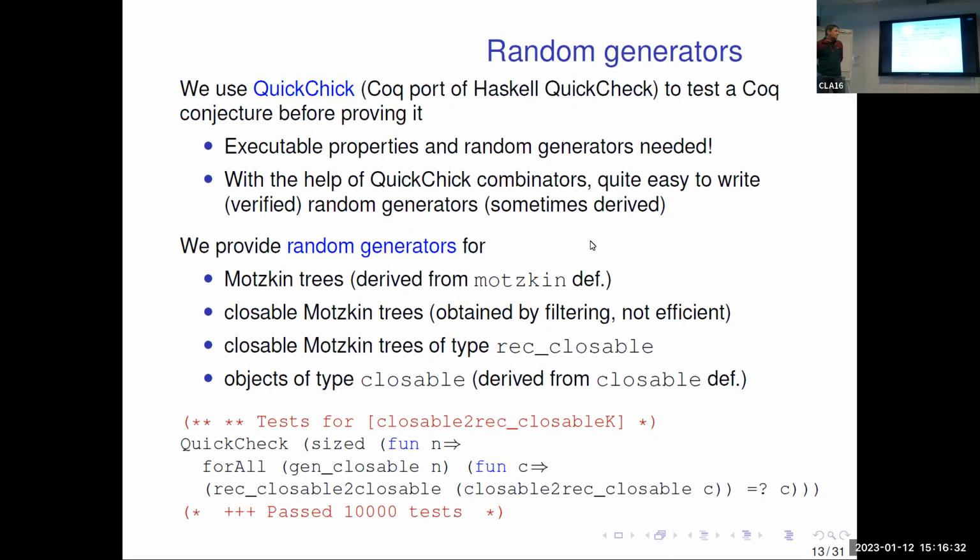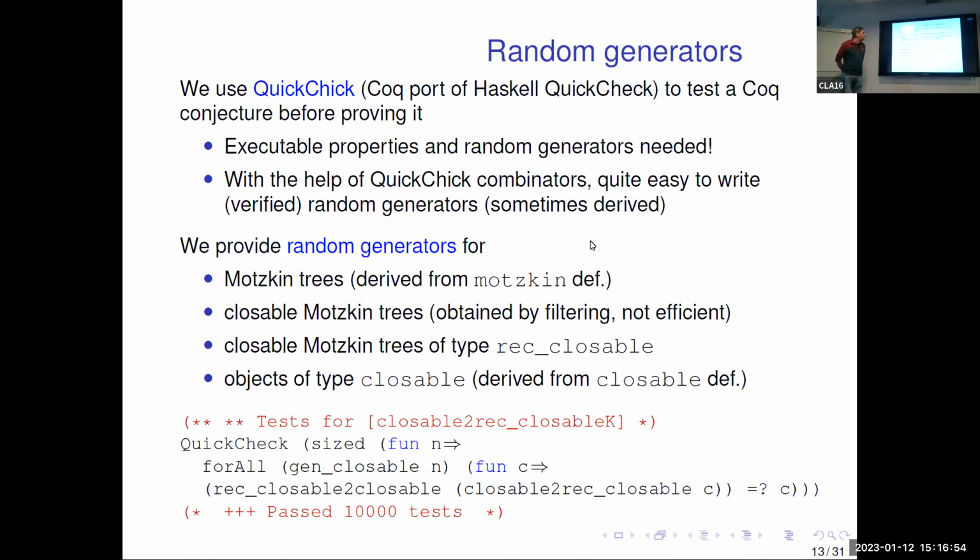And we need random generators, of course. Some of them can be generated automatically, and some of them you need to write by yourself. These generators, with the help of the combinators of QuickCheck, can be verified random generators, with some established properties.